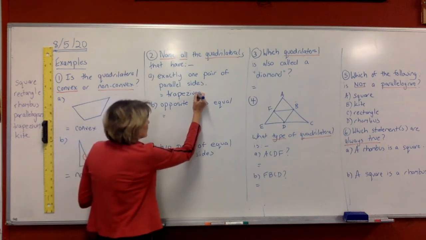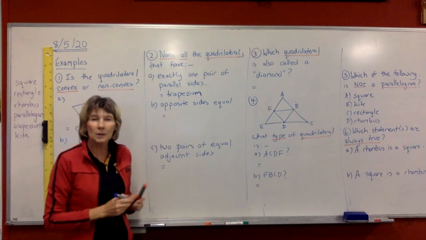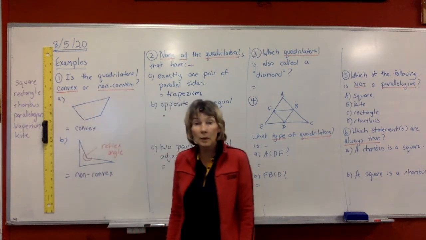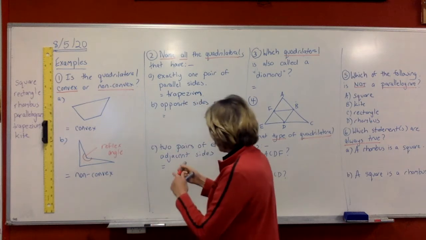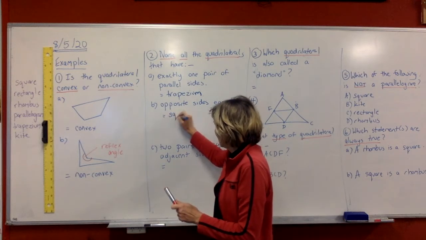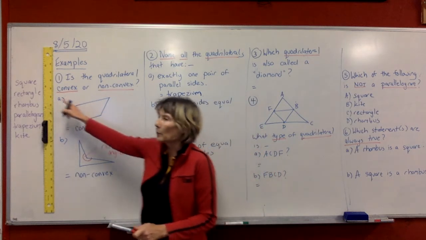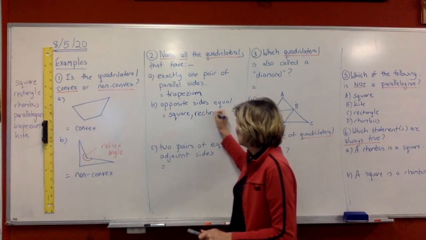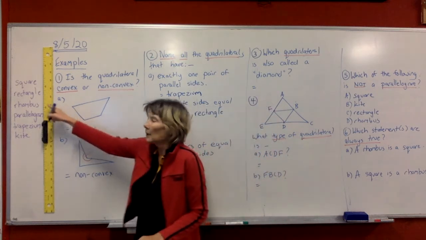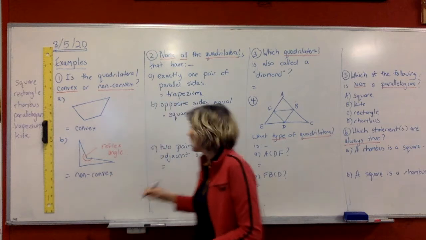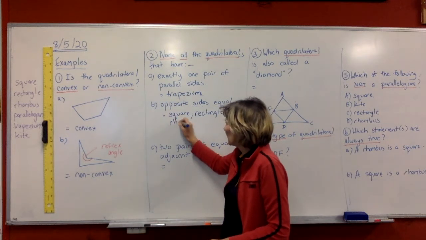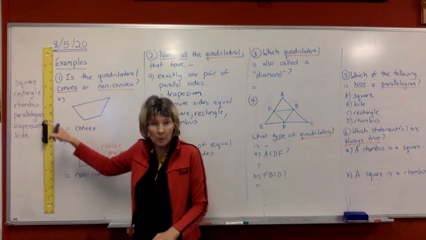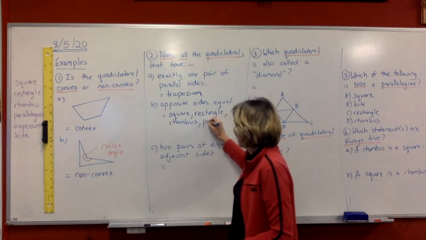Okay, let's look at the next question. So we have opposite sides equal. So we'll go through them again. In a square, the opposite sides are equal. So we can write the square down. In a rectangle, the opposite sides are equal. So we can write that one down. In a rhombus, the opposite sides are equal. So we can write that one down. In a parallelogram, the opposite sides are equal, so we can write that one down.